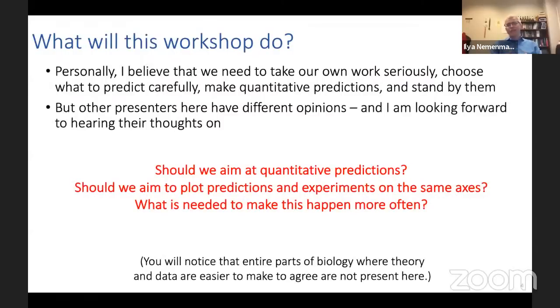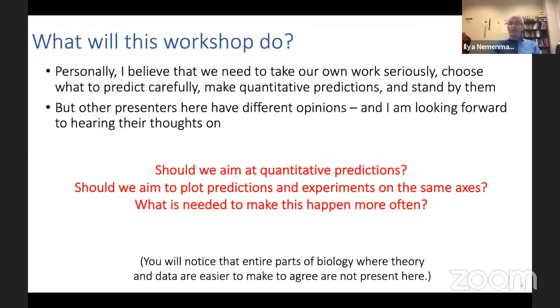Personally, I believe that we need to take our own work very seriously. That is, we should choose carefully what it is that we would like to predict, then make predictions quantitative about the thing we've chosen to predict, put them with error bars, and stand by them. But I think that some of the other presenters in this workshop will have very, very different opinions. And I would really like to understand the breadth of opinions that we all either share or do not share.